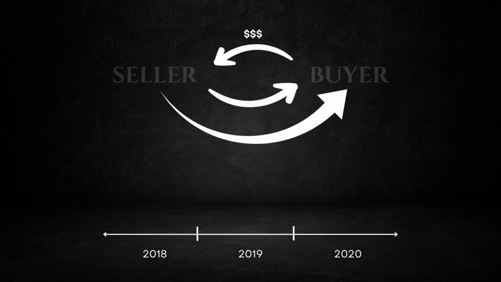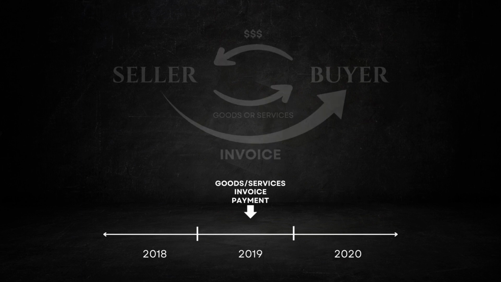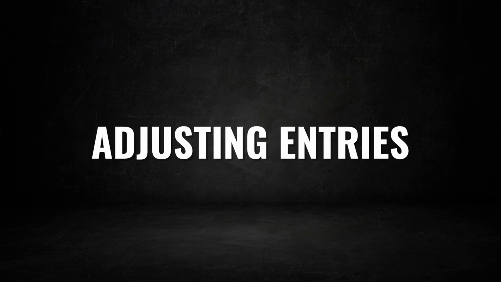Now, if all three parts of the transaction occur within the same accounting period, that's great. No adjusting entries are needed. However, when these components fall into different accounting periods, we face a challenge. This is where adjusting entries come to the rescue.